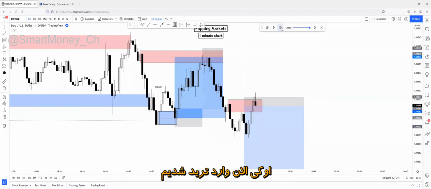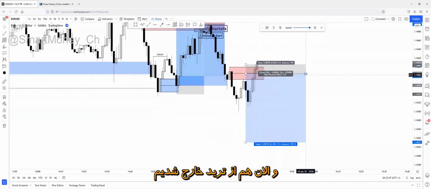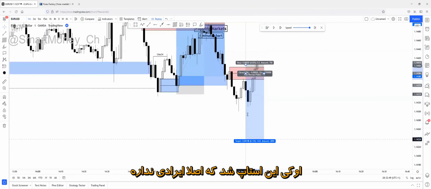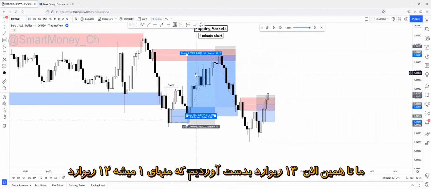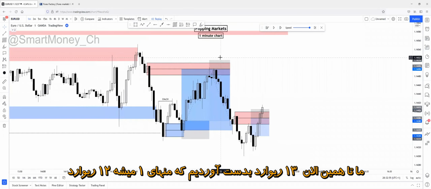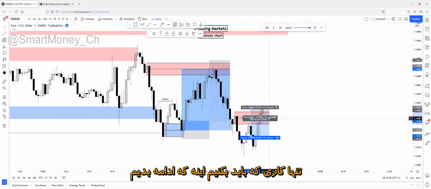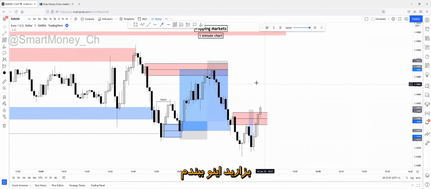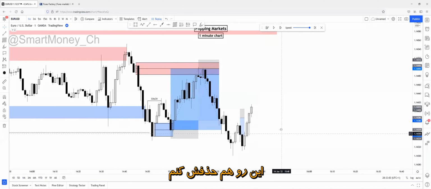Okay, we are in the trade and we are out of the trade. Okay, this is a loss. This is perfectly fine. We already booked 13 risk-reward ratio minus 1. That's 12 risk-reward ratio. All we have to do is adapt. I will just close this zone and delete this zone.